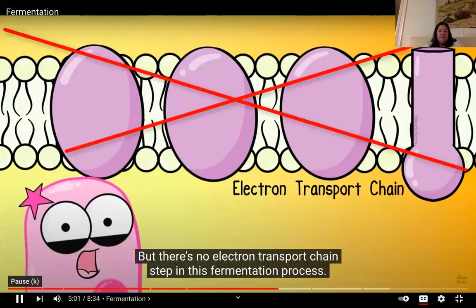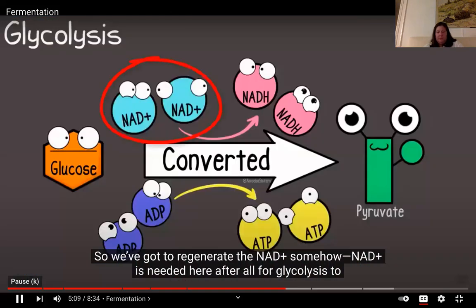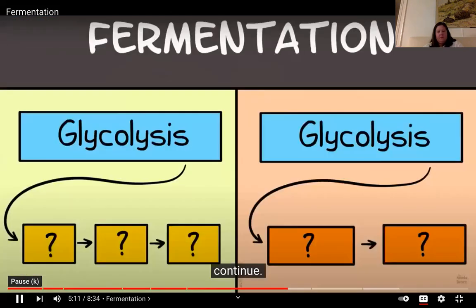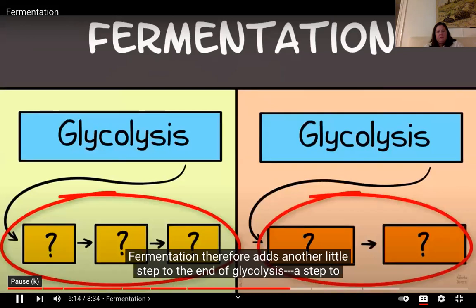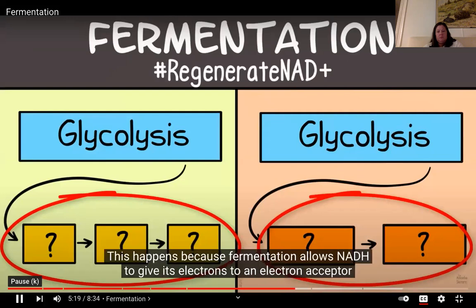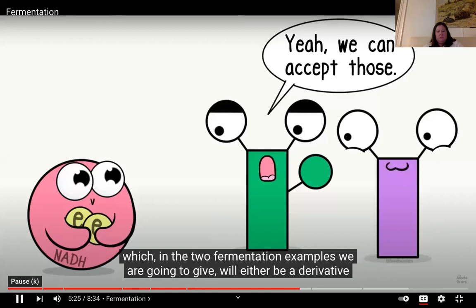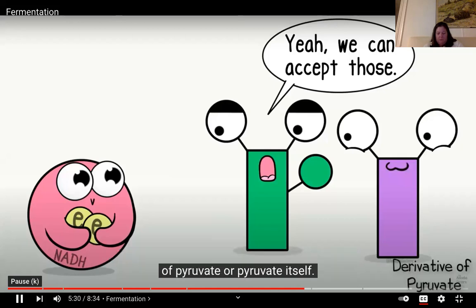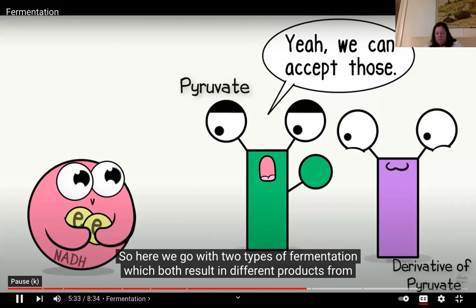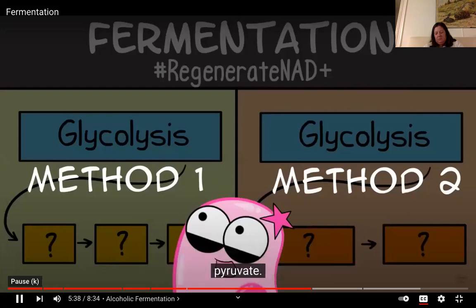But there's no electron transport chain in this fermentation process, so we've got to regenerate the NAD plus somehow. NAD plus is needed here, after all, for glycolysis to continue. Fermentation, therefore, adds another little step to the end of glycolysis, a step to help regenerate NAD plus. This happens because fermentation allows NADH to give its electrons to an electron acceptor, which in the two fermentation examples we are going to give will either be a derivative of pyruvate or pyruvate itself. So here we go with two types of fermentation, which both result in different products from pyruvate.